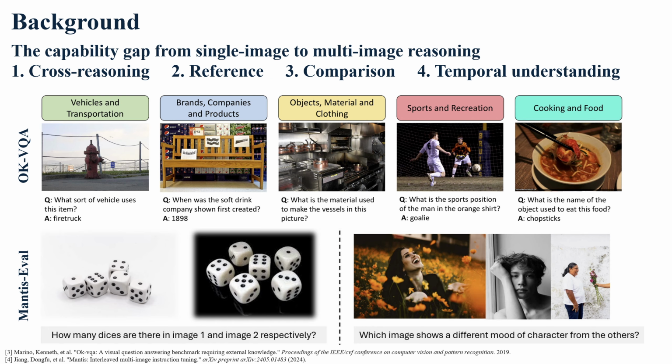This emergence of multi-image models also introduced some extra capabilities like cross-image reasoning, where we need to reason across multiple images, and reference, in which we need to refer to different images with their unique ID, and comparison, where we need to compare and differentiate between multiple images, and temporal understanding, where images may be sampled from videos or comics.